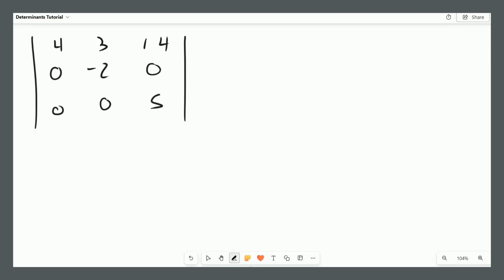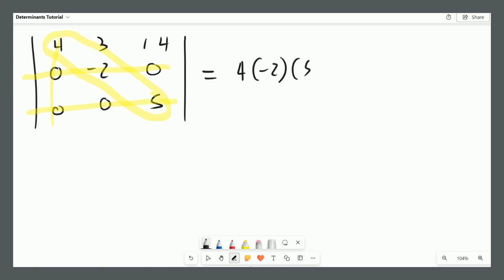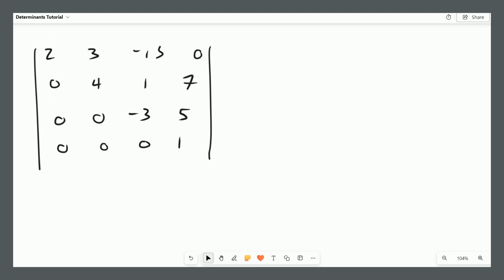Okay, so here you might be tempted to say, oh look, there's a row of zeros, there's a row of zeros, there's a row of zeros, and just pick one of those. But the situation is even easier because you've got a matrix that's already in row echelon form, which means the determinant is just going to be multiplying those diagonal values. So it's just 4 times -2 times 5. And that is going to give us -40. All right, let's go on to the next.